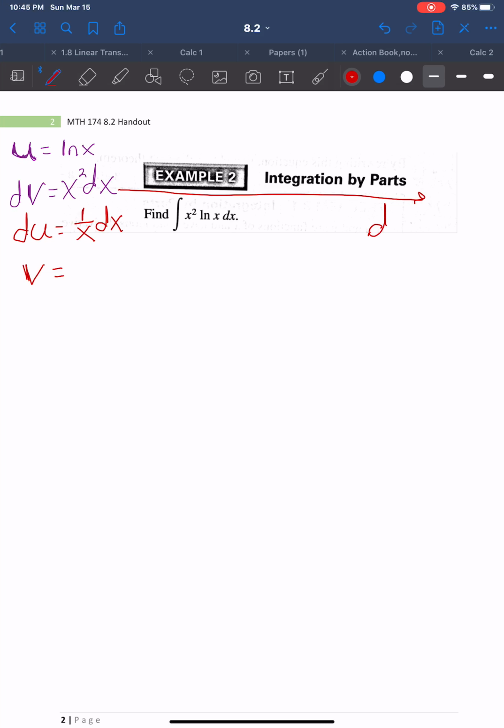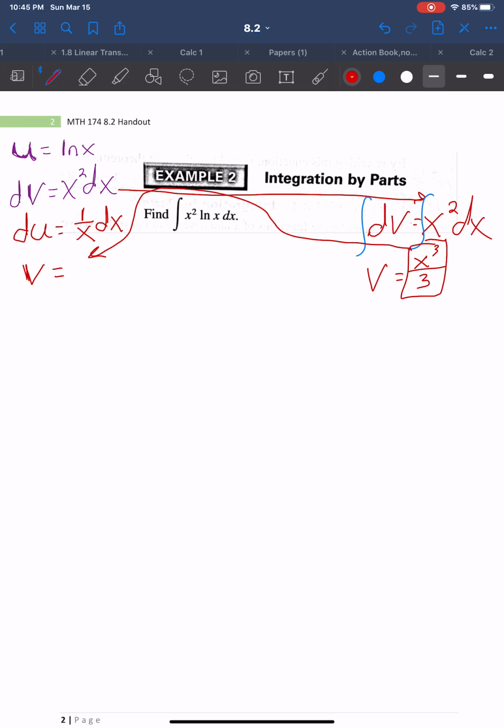So our statement was dv is equal to x squared dx. And let's go ahead and do this. We're going to integrate both sides. And that will tell me that v is going to be equal to x cubed over 3. And again, you can write a plus c if you want, but really that will come at the end. So we'll have one more round of integration to do. So don't worry about the plus c right now. So back over here to v: x cubed over 3.